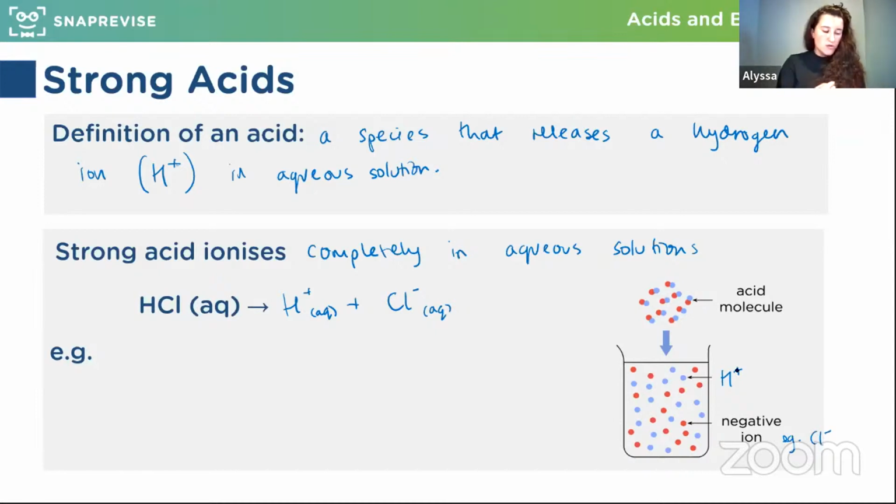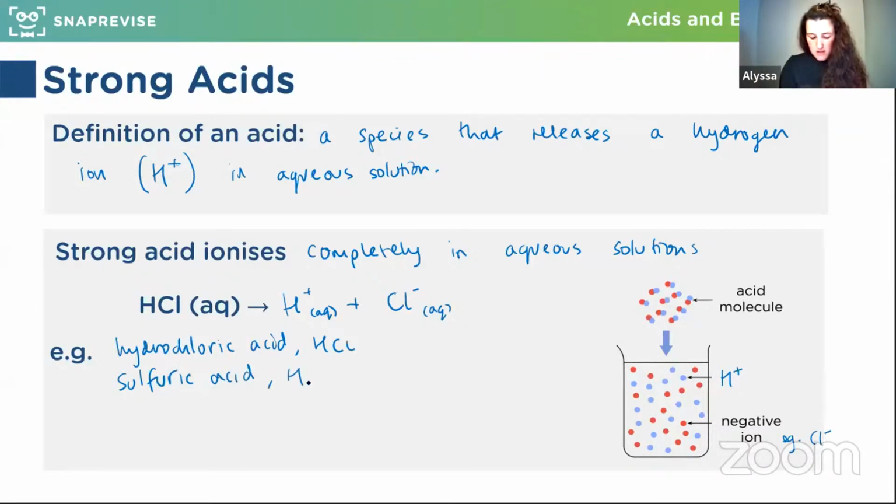So examples of our acids: we need to know hydrochloric acid, and sulfuric acid, which I'm going to spell with an F, even though I don't like spelling it with an F. And what's the other one that we need to know? Does anyone know?